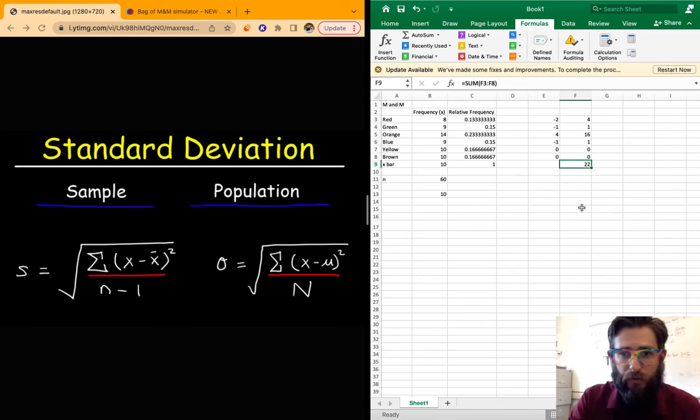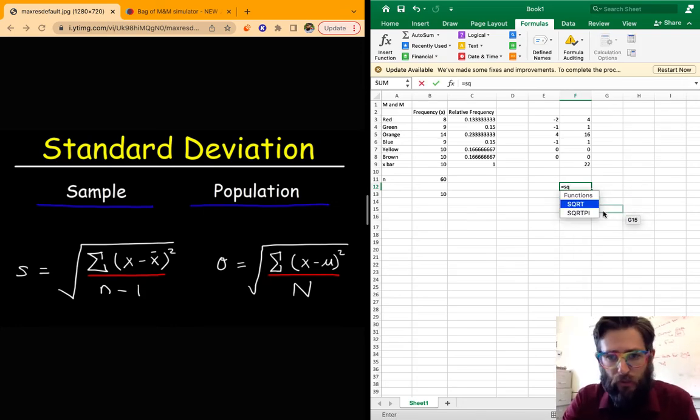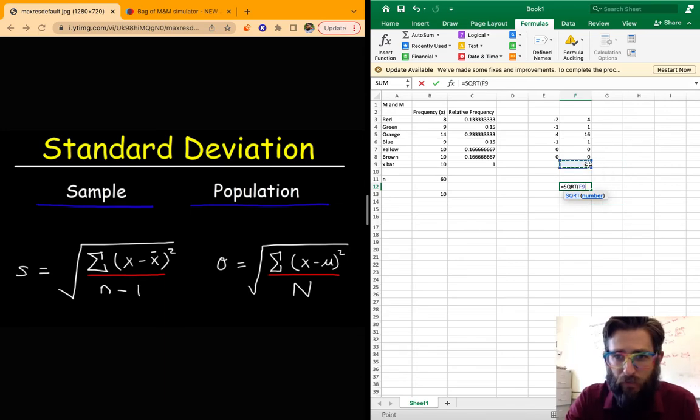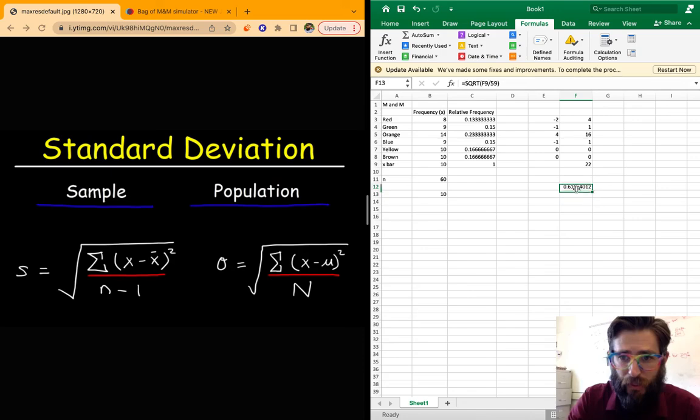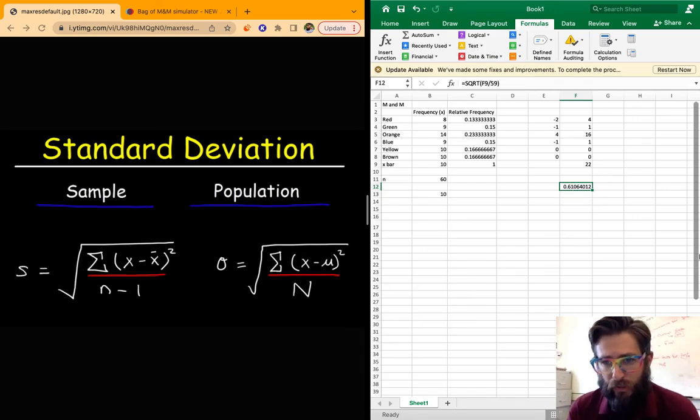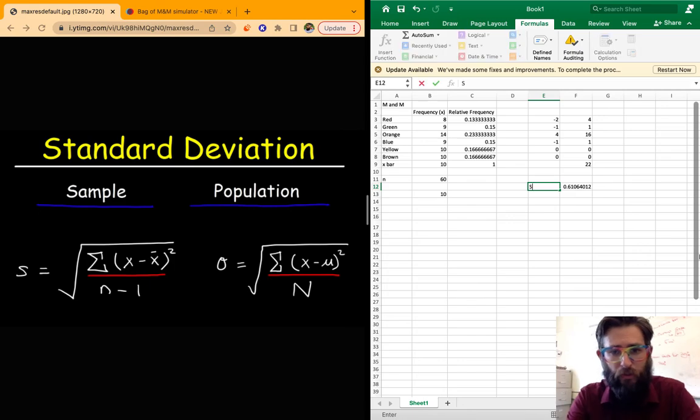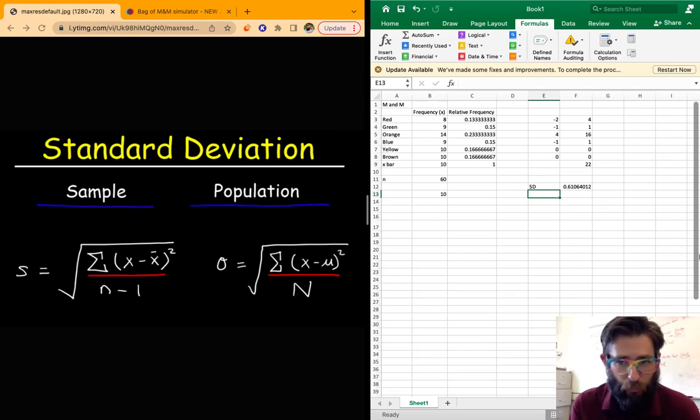So what we can do next is take the square root by clicking equal, typing in square root, and then taking this value divided by our n minus 1. In this case, n represents the number of elements in the sample, so it's 60, and we're going to divide that by n minus 1, which is 59. So the actual standard deviation is going to be 0.61064, and we could round that to the nearest hundredths place if we wanted to, which would be 0.61.